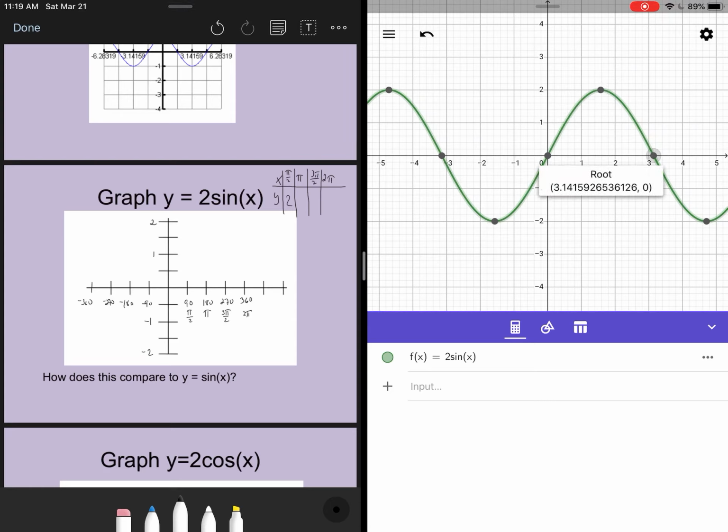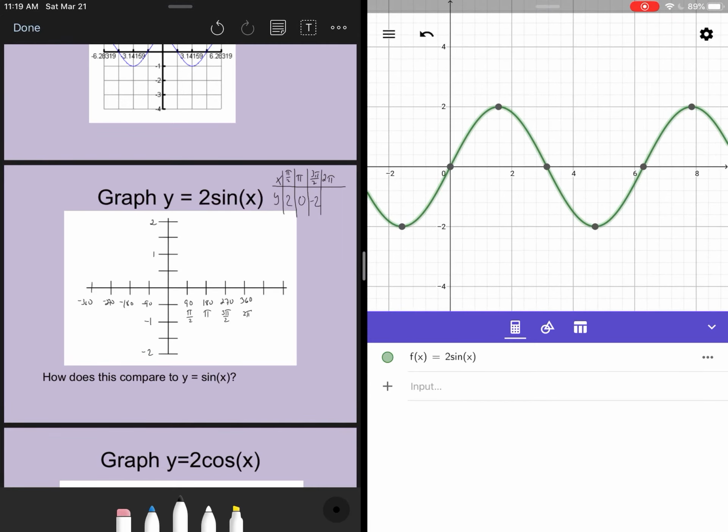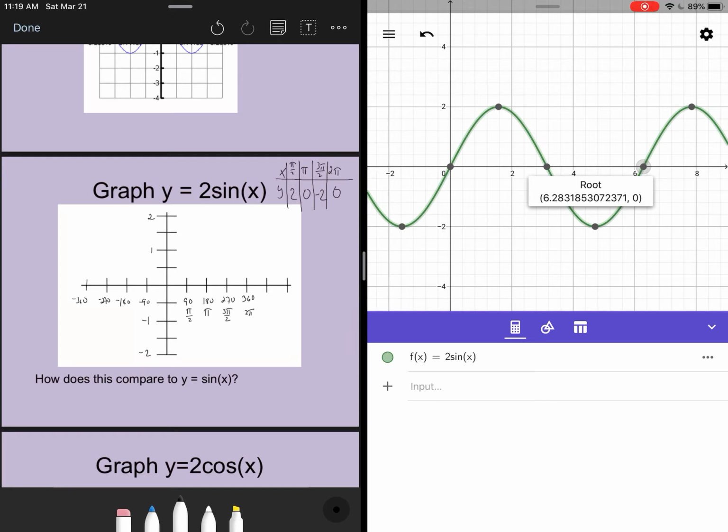At pi, this is going to be pi, see 3.14. At pi, it's going to be 0. At 3 pi over 2, it's going to be negative 2. And at 2 pi, it's going to be 0. Notice what's happening here. So let's just plot the positive values first.